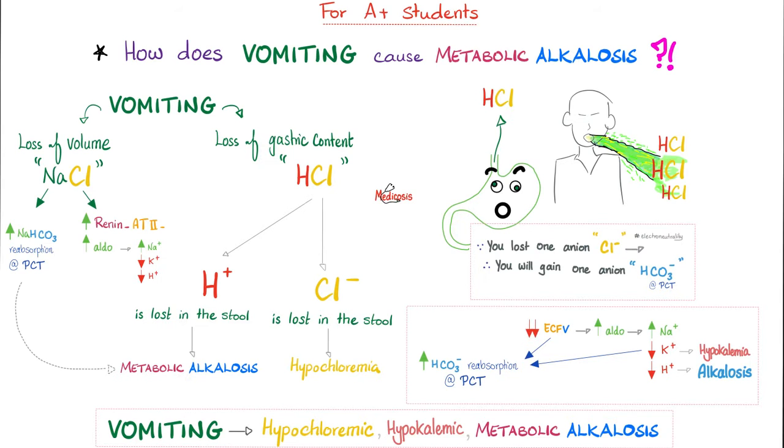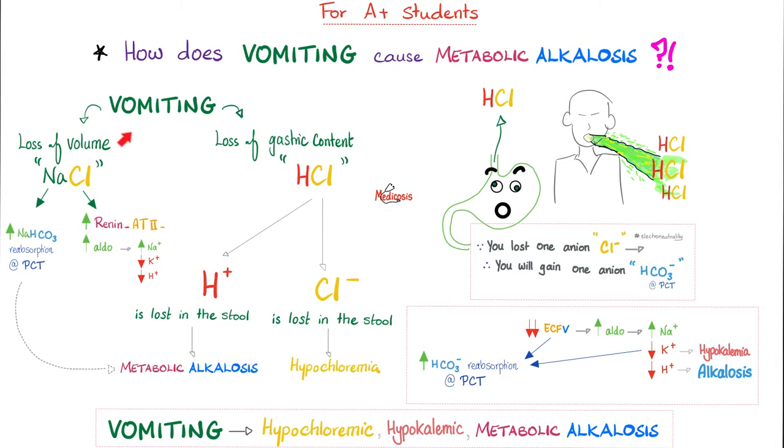Hashtag vomiting. Speaking of vomiting, it causes hypochloremic, hypokalemic metabolic alkalosis. Why hypochloremic? Because you're losing the chloride with the vomiting, which came from the stomach, by the way. Why metabolic alkalosis? Because you're losing the acid, you're losing the H. When you lose the acid, you become alkalotic. When you lose the riches, you become poor. And also you lose some potassium, so you get hypokalemia.